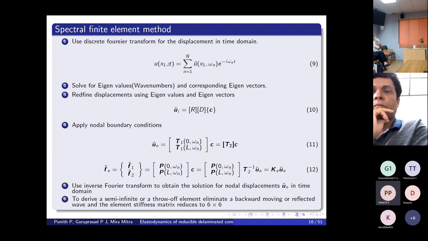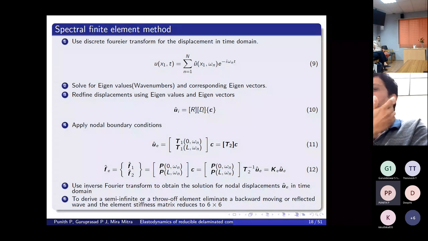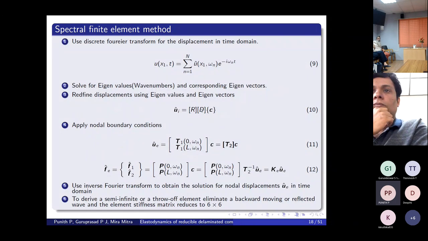In the spectral finite element method, all the displacements are expressed by following the Fourier transforms in the frequency domain and in the wave number domain, and these displacements can further be represented using eigenvectors and the eigenvalues populated in the matrix D. Once we have the displacements in terms of eigenvalues and eigenvectors, this can be replaced back in the governing equations, which would now reduce the partial differential equation of the beam to an ordinary differential equation. Now the ordinary differential equation can be easily solved in the Fourier domain, and the solution in the time domain can be obtained by performing an inverse Fourier transform.